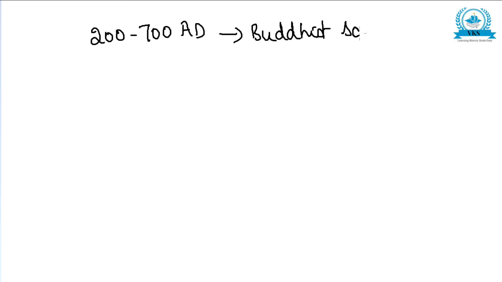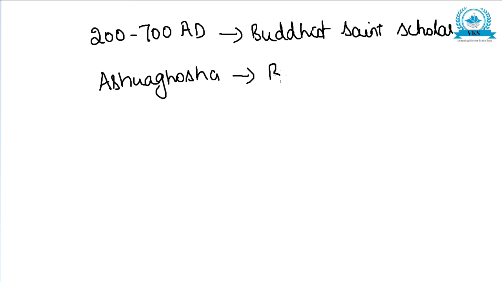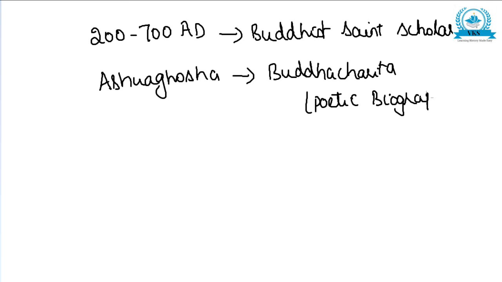Now, if we see the period of about 200 to 700 AD, there were a number of Buddhist saint scholars. They made immense contributions to Buddhist philosophy and religion. So, Ashvaghosha, who was a contemporary of Kanishka, wrote Buddhacharita. Buddhacharita was a poetic biography of Buddha.